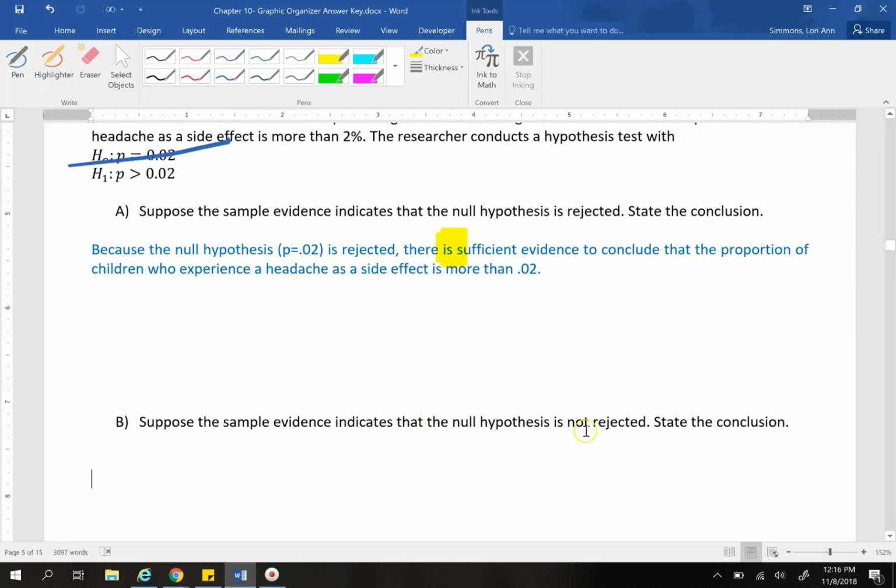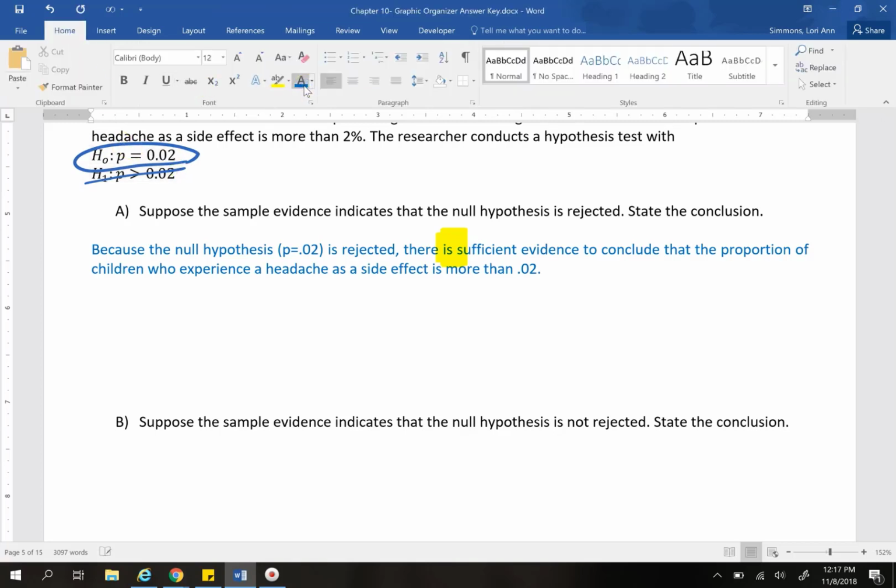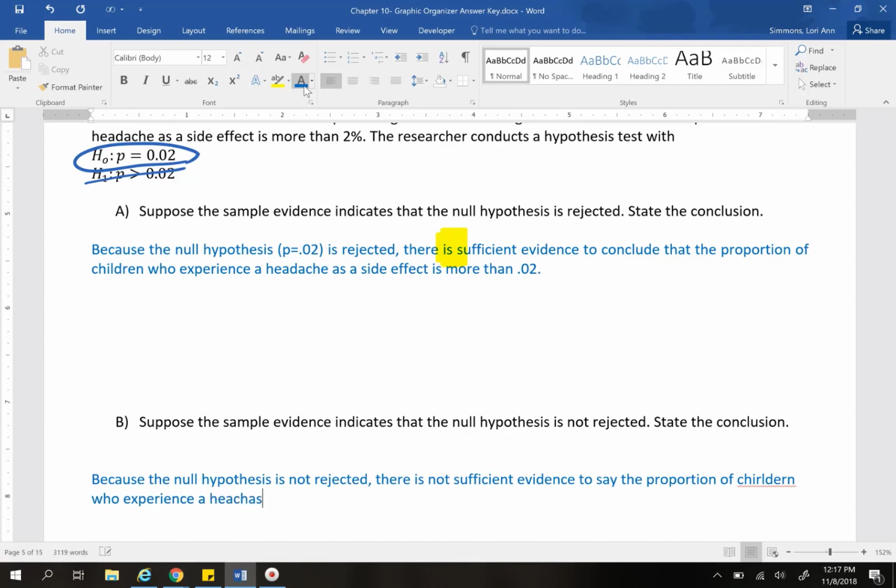Now say that the null hypothesis is not rejected. Okay, so if we're going with the null hypothesis, what can we say about that? In general, or sorry, for this example. So because the null hypothesis is not rejected, there is not sufficient evidence to say the proportion of children who experience a headache as a side effect is more than 0.02.